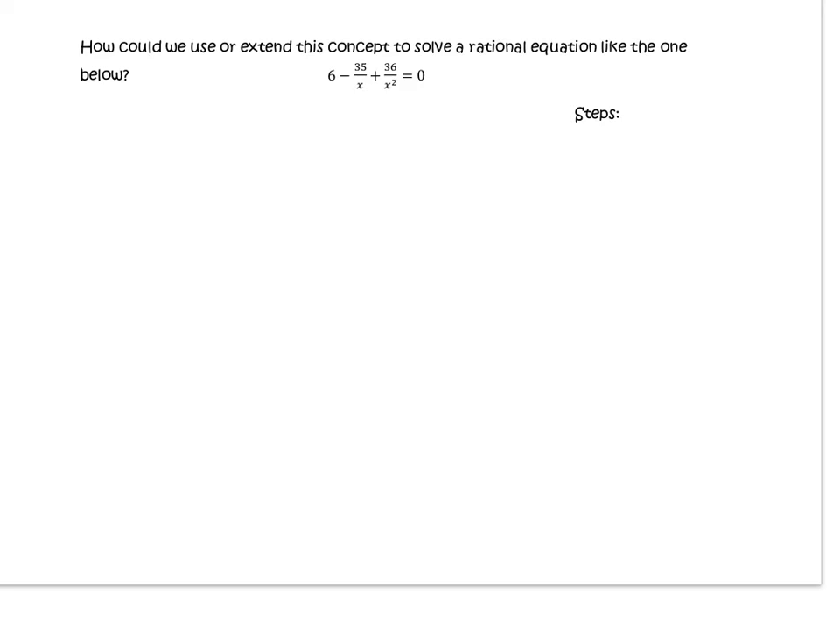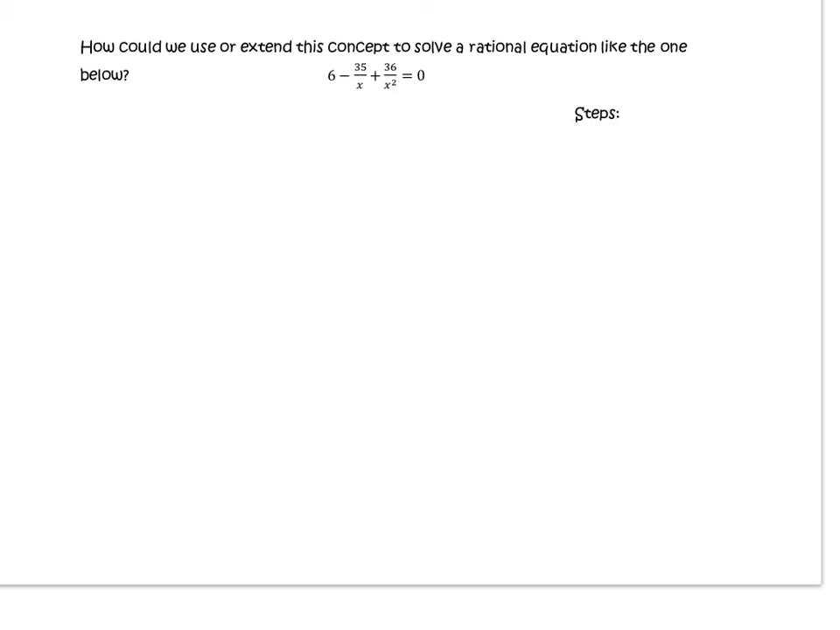Hi again. So this is video number 2. This example is on the back of the first page of your handout. And this one's going to be how we can use that lowest common multiple, which is the same as the lowest common denominator, to solve a rational equation.